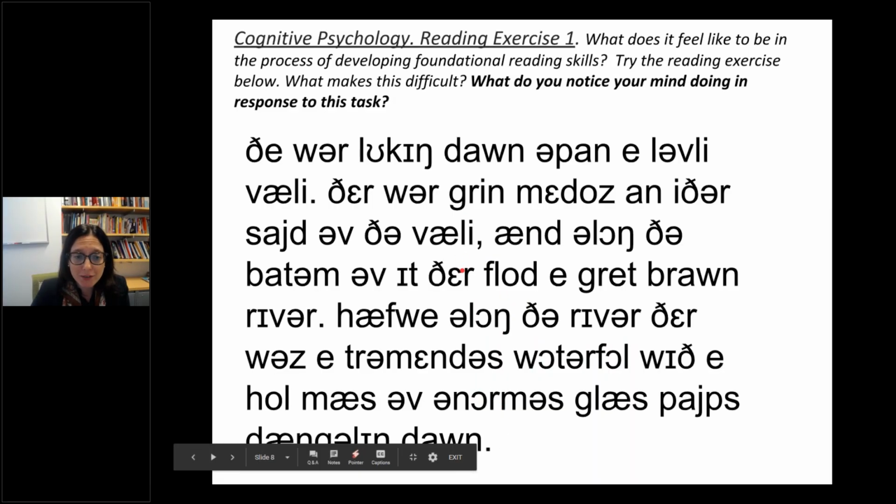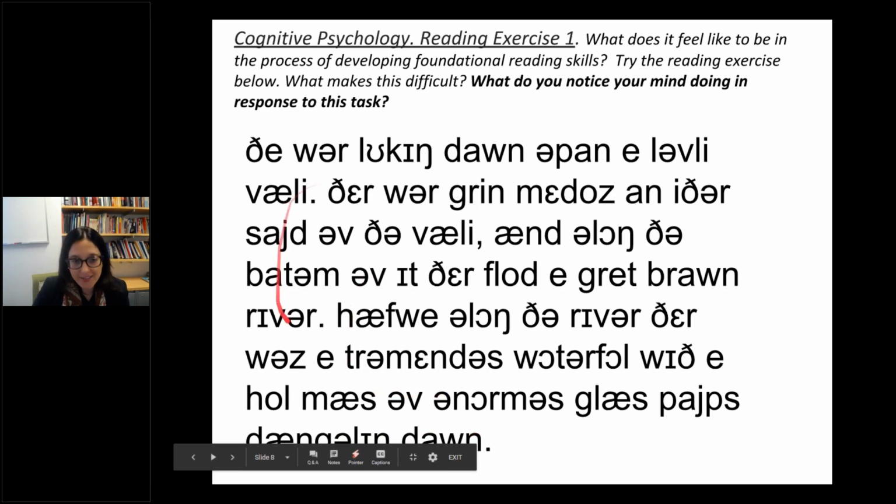And what typically makes this so difficult is you don't know the sound symbol correspondences. So you might be recognizing these symbols, but you don't know what sounds they make. And so I'm going to read it to you, and maybe it'll start to make some sense. But it says, they were looking down upon a lovely valley. There were green meadows on either side of the valley. And along the bottom of it, there flowed a great brown river. Halfway along the river, there was a tremendous waterfall with a whole mass of enormous glass pipes dangling down.